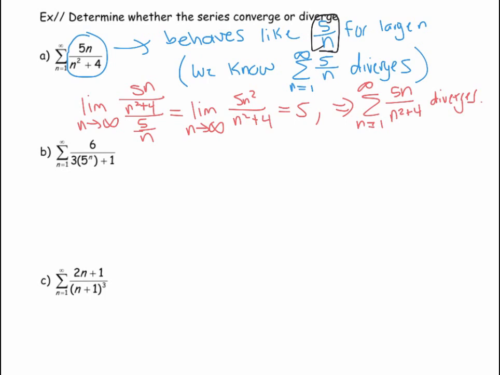So let's try another one. This series here, I would say that this sequence behaves like, so that plus 1 is not that important. It's going to behave like 6 over 3 times 5 to the n for large n values.